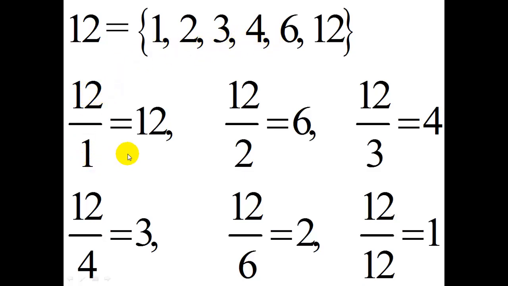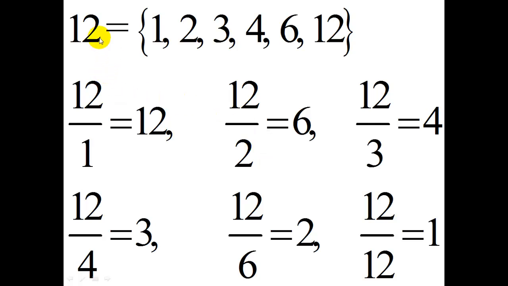When we divide 12 by 1, the answer is 12. The remainder is 0. When we divide 12 by 2, the answer is 6. No remainder. When we divide 12 by 3, the answer is 4, leaving no remainder. When we divide 12 by 4, the answer is 3. 12 divided by 6 equals 2. And 12 divided by 12 equals 1.